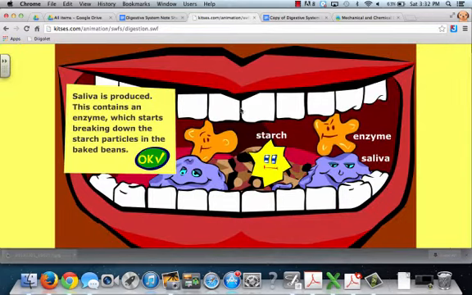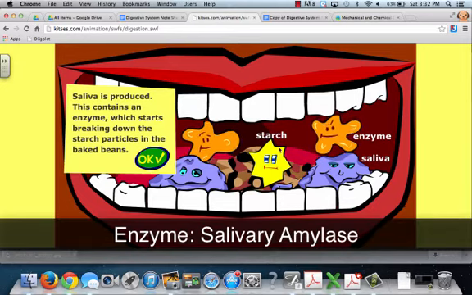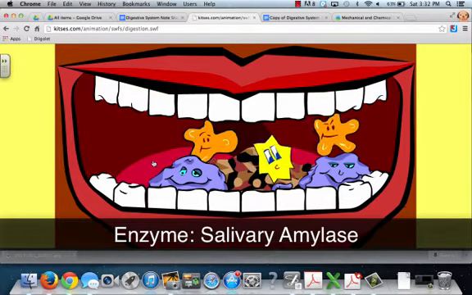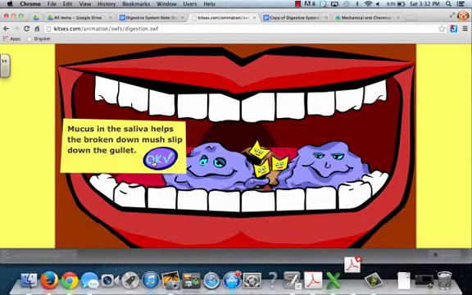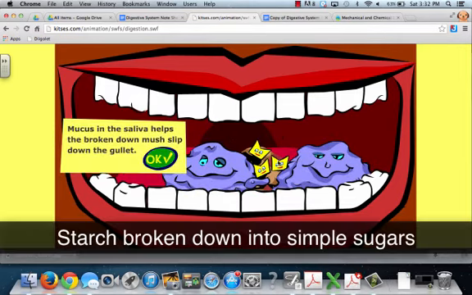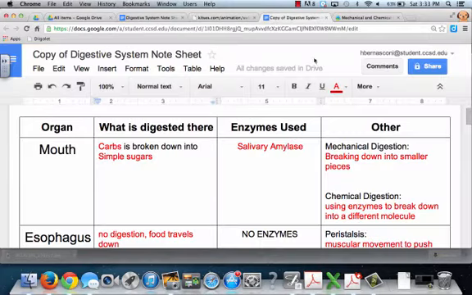So now let's go back and we chew our food, which makes it into smaller pieces. The saliva here has this enzyme. I'm going to call it salivary amylase right now. See how starch is pretty big? I'm going to hit OK, and you see starch broken down into something smaller. Smaller diffuses. Remember, starch was too big to diffuse. Those are simple sugars. So let's go back to the note sheet.